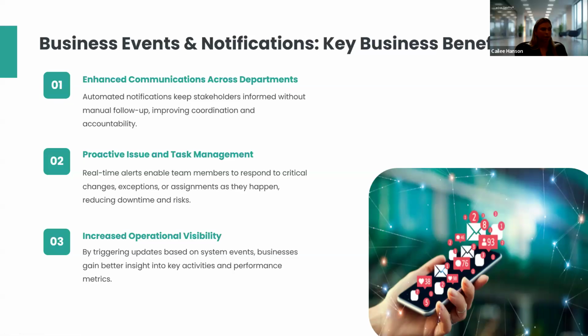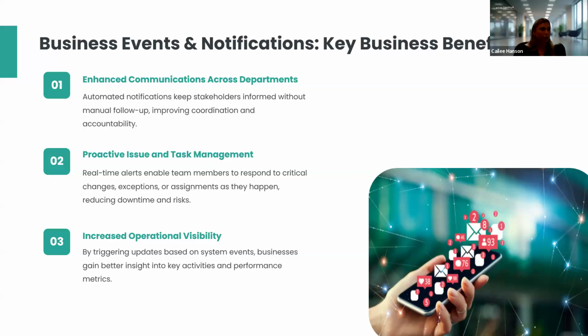And then next is the increased operational visibility rather. So triggering updates based on the system events can help you gain access and insights into key activities, performance metrics, etc. So maybe you have a customer that typically purchases a certain amount of goods from you, but they have a really high month. You want, anything above a certain amount, hey, we want to see that. We want to get that notification. Maybe our executives want to be involved in seeing those types of updates. Or vice versa, maybe our sales team wants to see if customers that are frequently buying from you have a down month. Maybe you want an automated notification to tell you that.